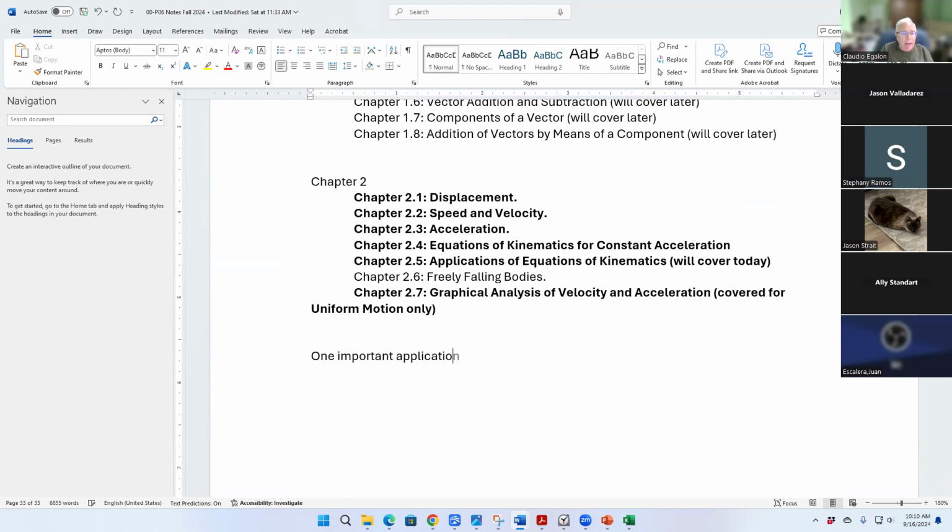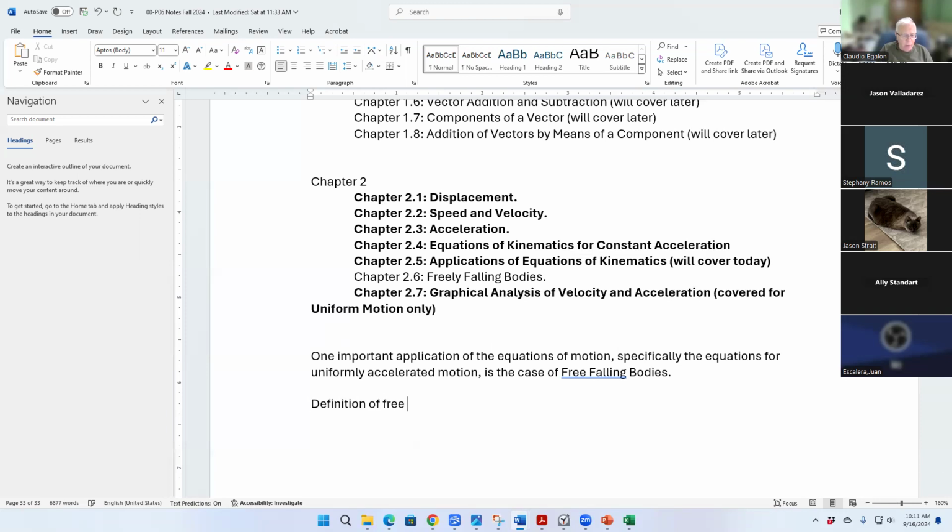One important application of the equations of motion, specifically the equations for uniformly accelerated motion, is the case of free-falling bodies. Okay? And that was a problem that was studied by Galileo. It was also studied by Leonardo da Vinci. They were trying to make sense of this important type of motion. Free fall. Definition of free fall motion.